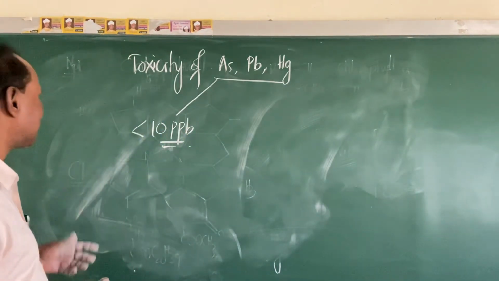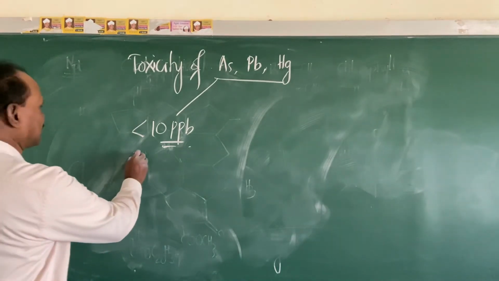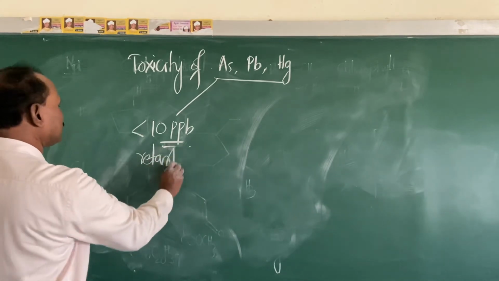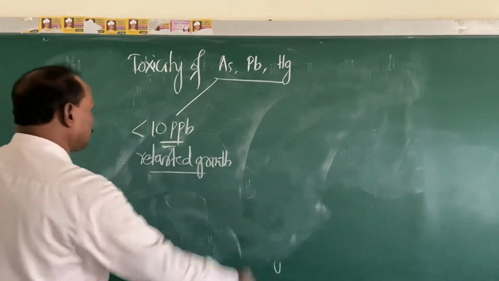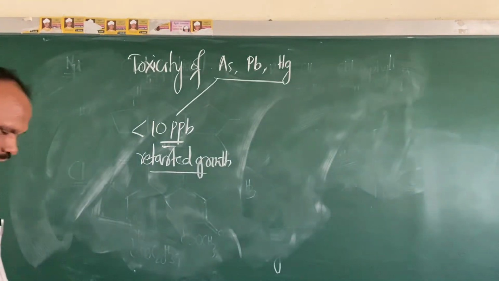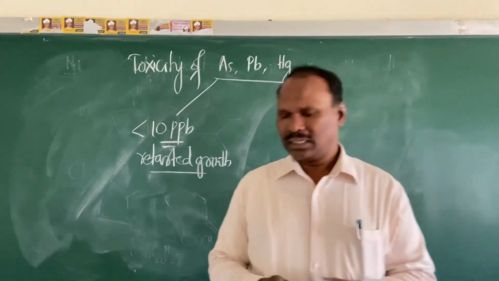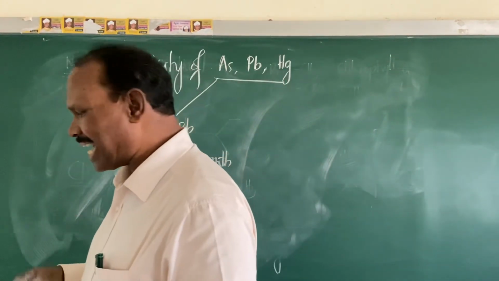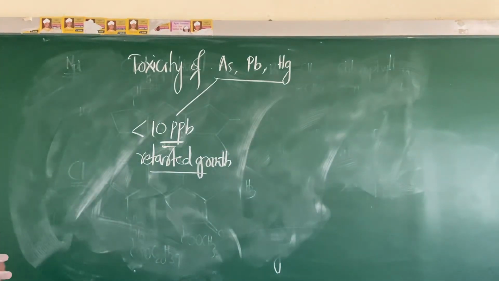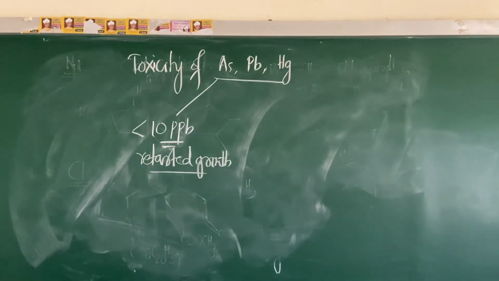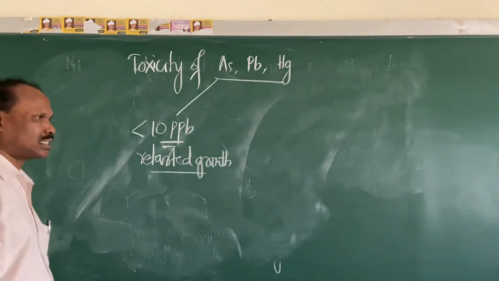So this arsenic leads to retarded growth, right? It affects the growth, and there will be a deformation of legs, and it will cause gangrene in the limbs, and finally it leads to various other problems, right? So this is about the arsenic.